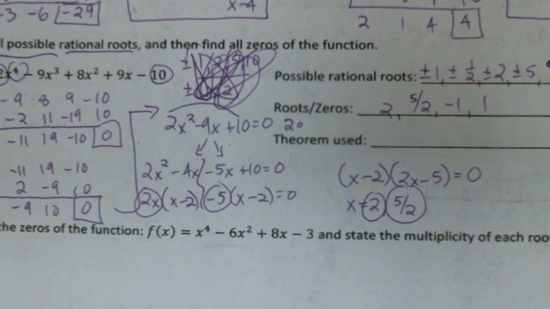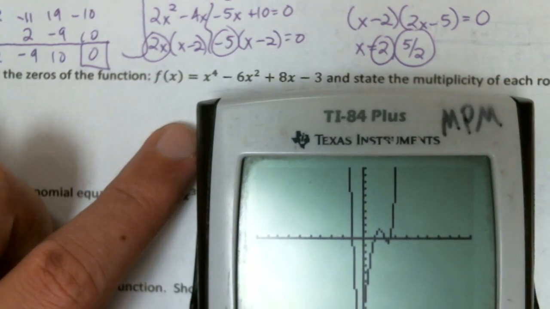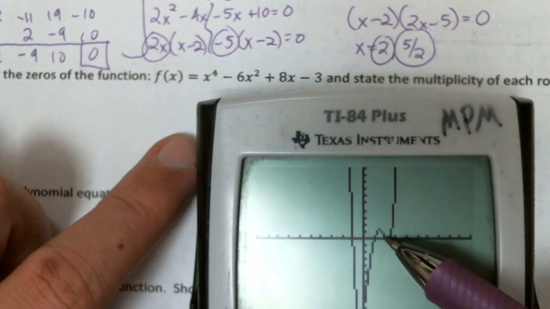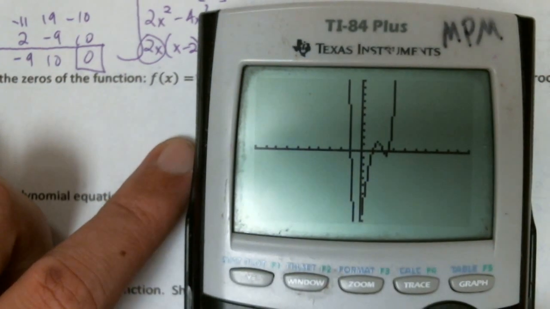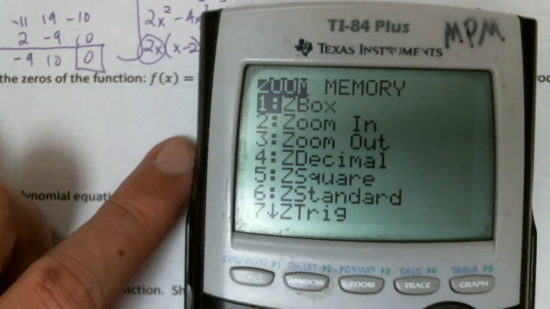Okay, so let's go back. I always like to go back and check. Does this make sense? Okay, there's my negative 1 and my 1. Does that spot look like a 5 halves? Does that look like 2.5? Yep. And this spot right here definitely looks like a 2. If I wanted to zoom in on that, I could certainly zoom in. I could do zoom box.